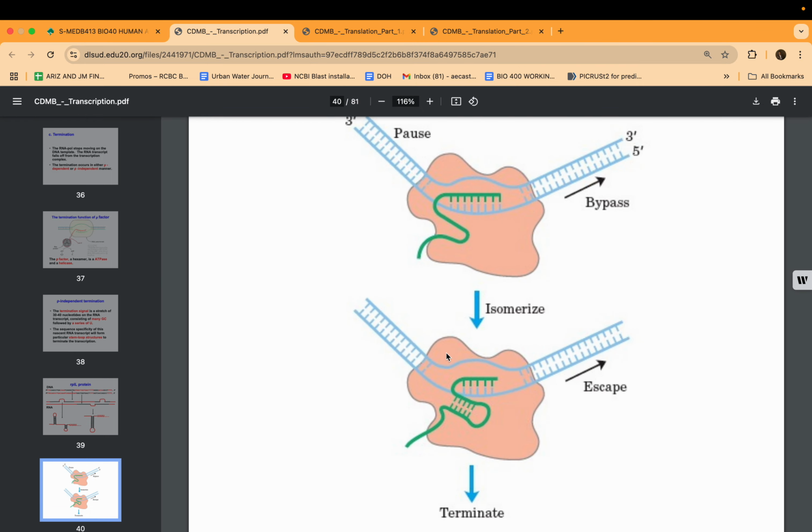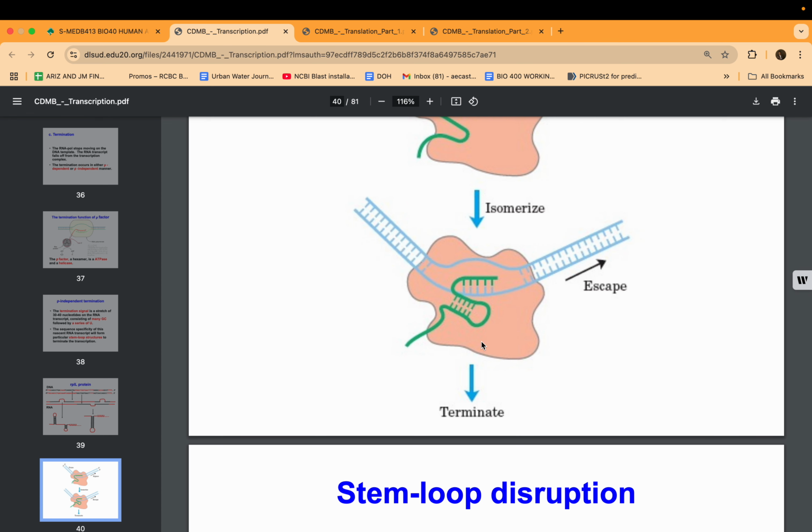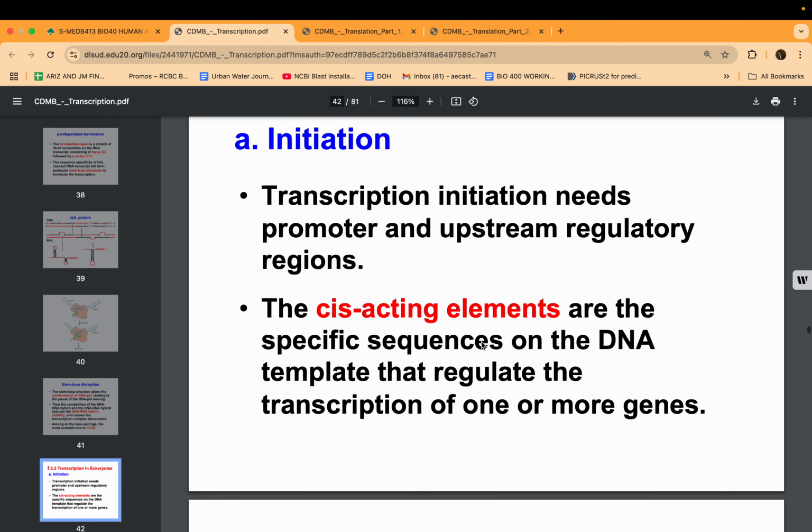So once the hairpin structure forms, it's now time for transcription to terminate. Okay? All right.